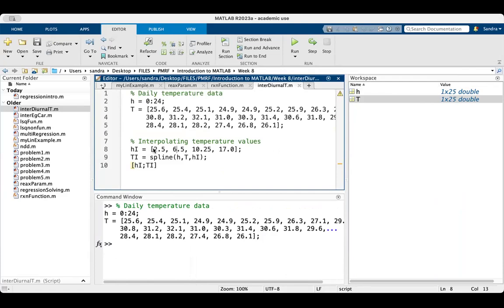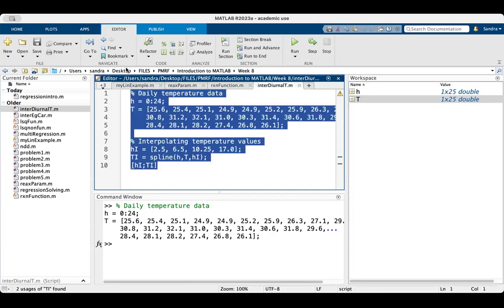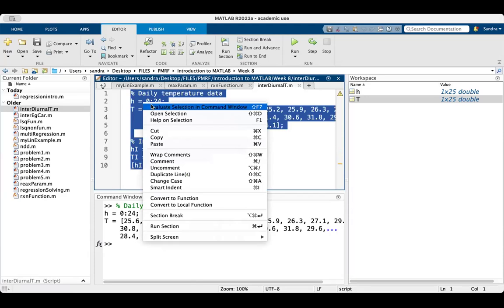Now I have to interpolate and find the temperature at the following hours: 2.5 hours, 6.5 hours, 10.25 hours, 17 hours. These hours are not there in my H. I only have whole numbers. So what is my syntax? This is my output, temperatures will be saved here. Spline is my keyword. I take H and the Y data provided in the question, and these are the hours at which I need to find the interpolated data. I'm just printing H and TI together. It will be printed as a matrix here. I'll run the whole thing.